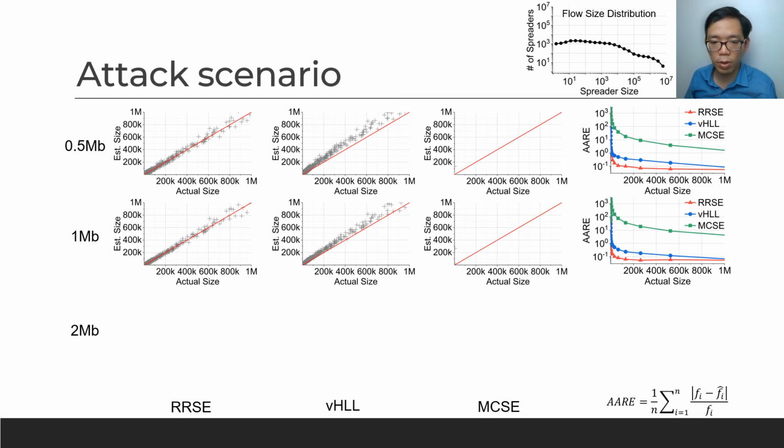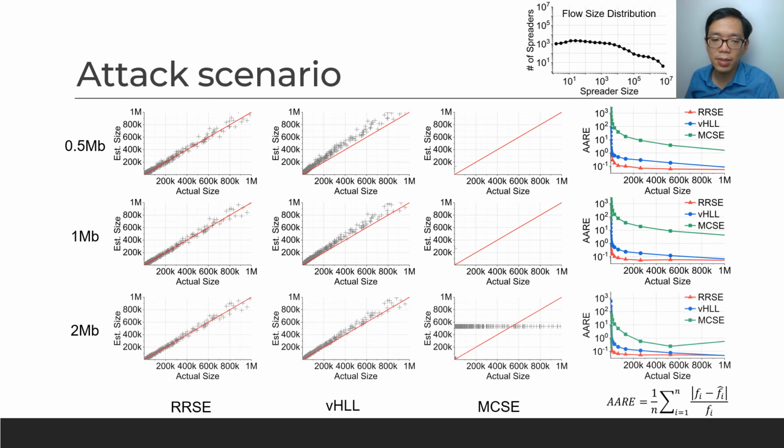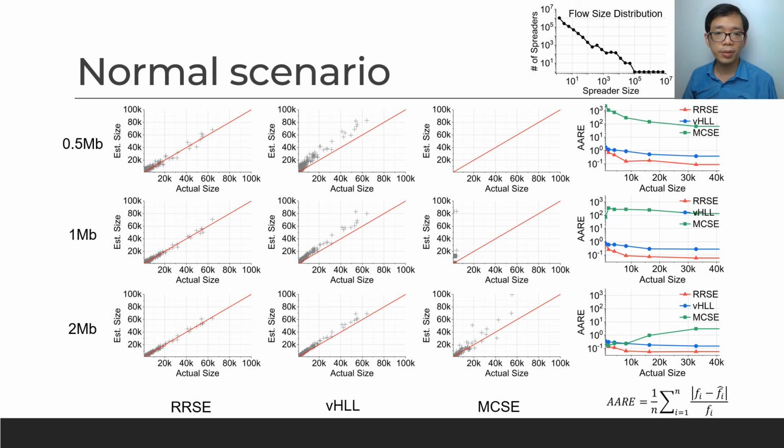It means more accurate, but there is still a gap between RRSE and VHLL, and also a big gap with MCSE. Even with 2 megabits, where every estimation gets better, our algorithm is still better compared to VHLL and MCSE. Similar results are shown in the normal scenario.